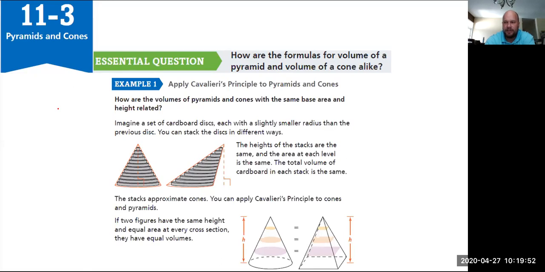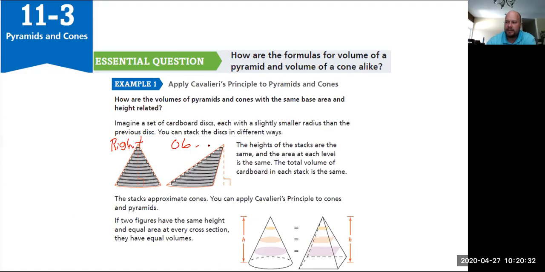There are 2 examples here on this page that show you this. You have 2 cones that are stacked, one a right cone, one an oblique cone. This one is our right cone. This one's the oblique cone. Since we have the same area at every single height, the same circles making it up, the volume of both those figures is the same. So essentially, if you have the same height and the base is the same on the cone, then you can use Cavalieri's principle to say that the volume of those 2 must be the same.